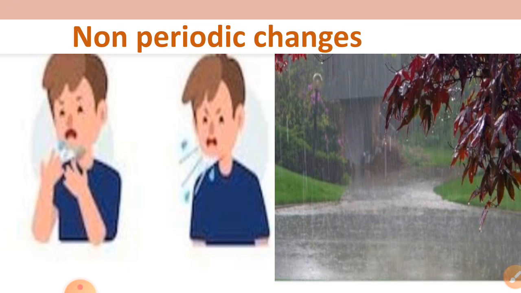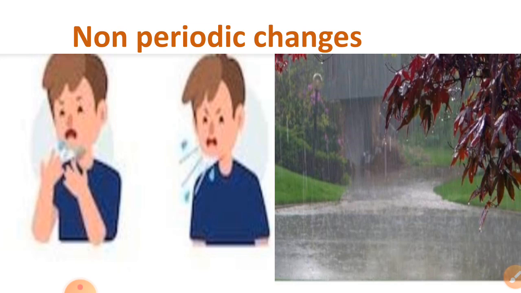Now we will see non-periodic changes. What are the non-periodic changes? Those changes which occur once in a while are called non-periodic changes. For example, sneezing, coughing, rain anytime.